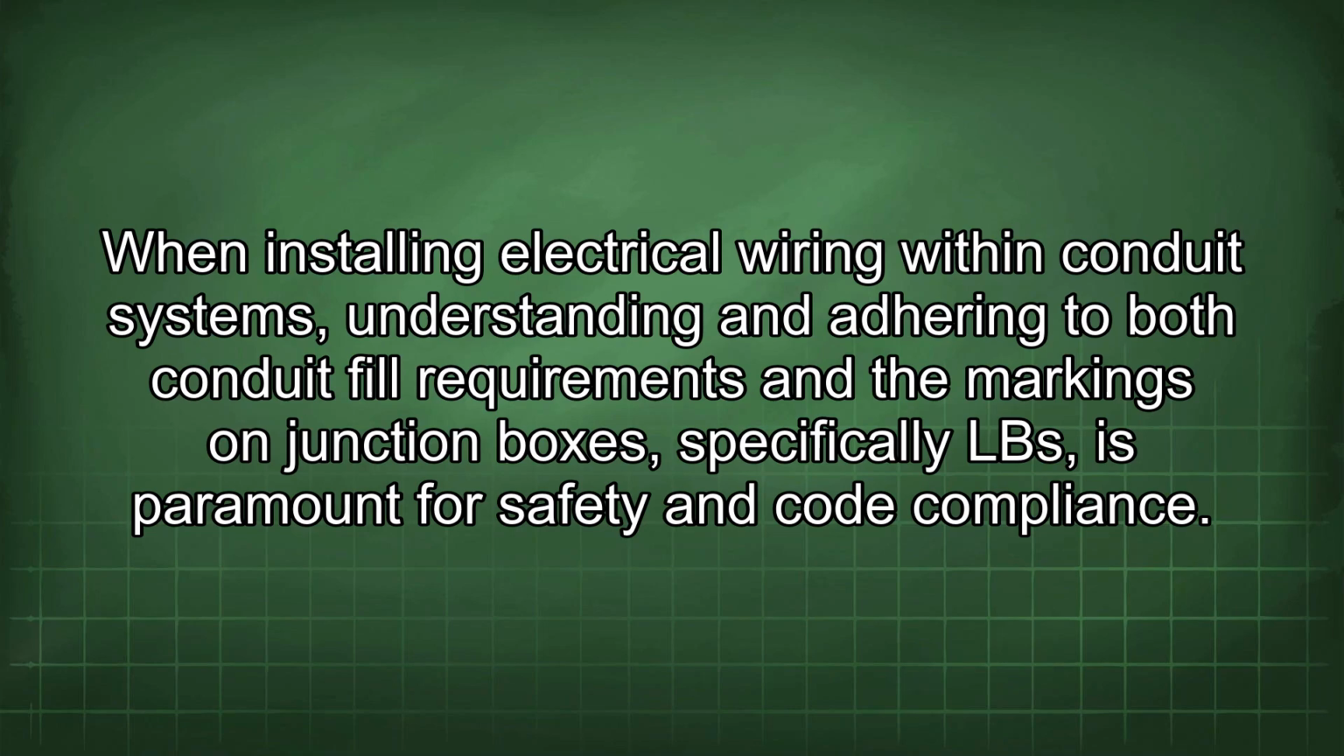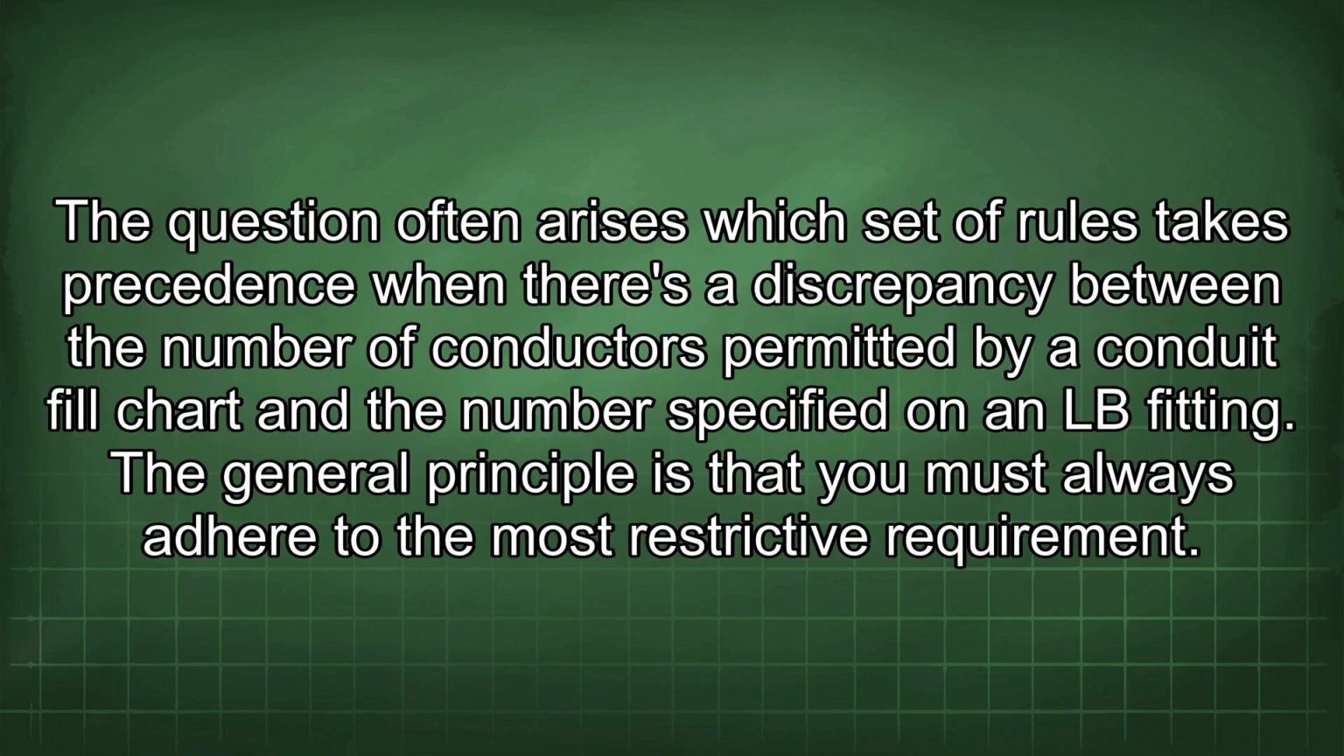When installing electrical wiring within conduit systems, understanding and adhering to both conduit fill requirements and the markings on junction boxes, specifically LB, is paramount for safety and code compliance. The question often arises which set of rules takes precedence when there's a discrepancy between the number of conductors permitted by a conduit fill chart and the number specified on an LB fitting.